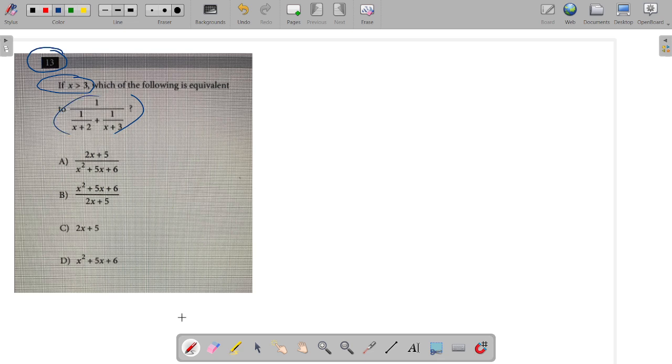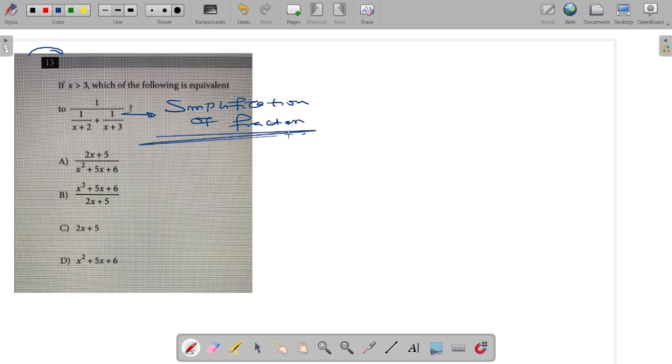And I can gladly tell you that this question is actually based on simplification of fractions. So if you don't know how to simplify fractions, you will find it very difficult to solve this kind of question, okay? And I think the reason why you can't solve this is because I've not explained LCM yet. That is the main reason why you can't do this.